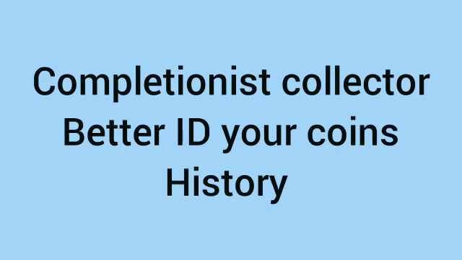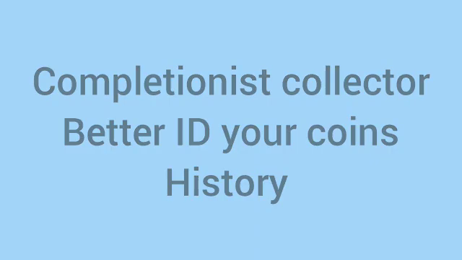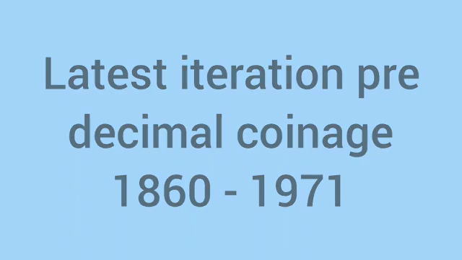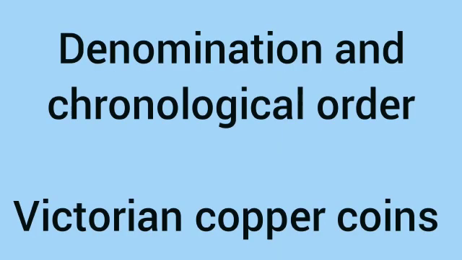Today we're going to be talking about obverse variations on coins. This is important for the completionist collector and how to better ID your coins, as well as the history. We're going to be talking about the latest iteration of pre-decimal coinage from the recoinages between 1860 and 1971, and we're going to be going, as best as we can, in denomination order.